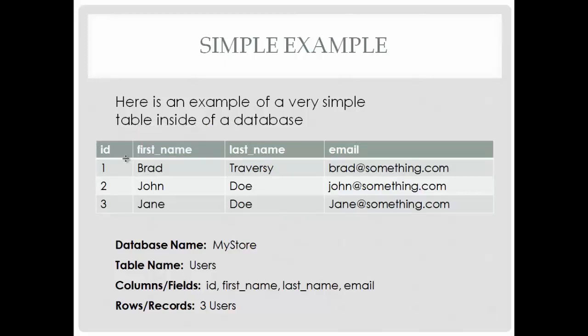And then inside of those columns you have rows, or sometimes called records, or just data. It's the actual data. So in this table we have 3 users. So we have 3 rows which obviously have an ID, first name, last name, and email. So that's a very dumbed down example of what a table is.